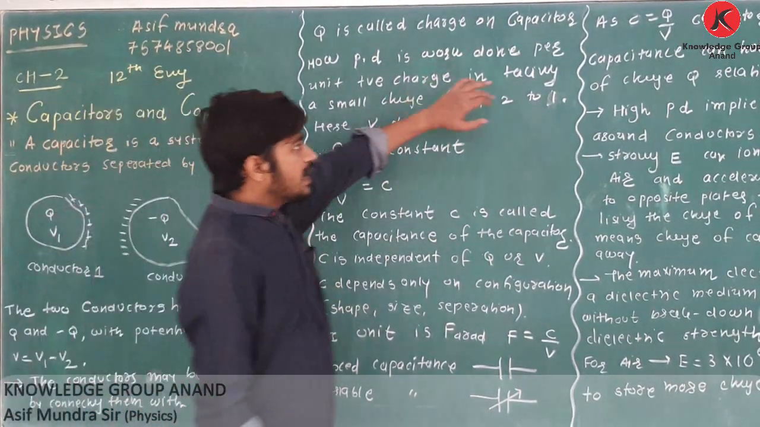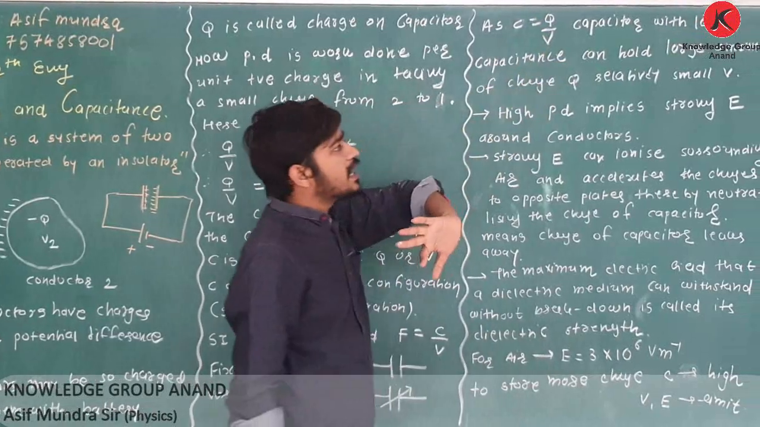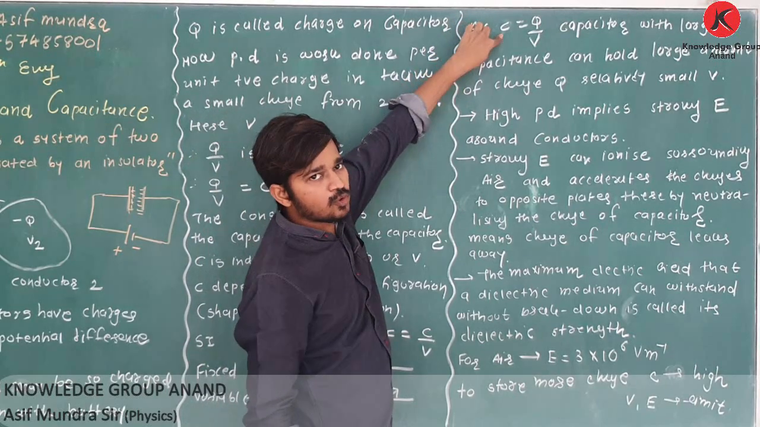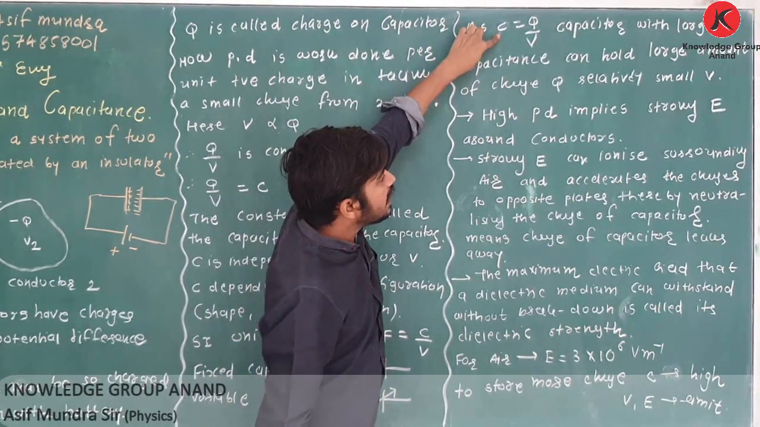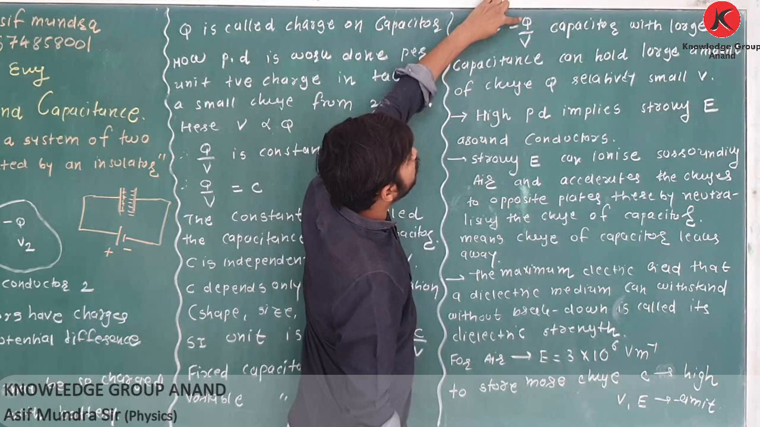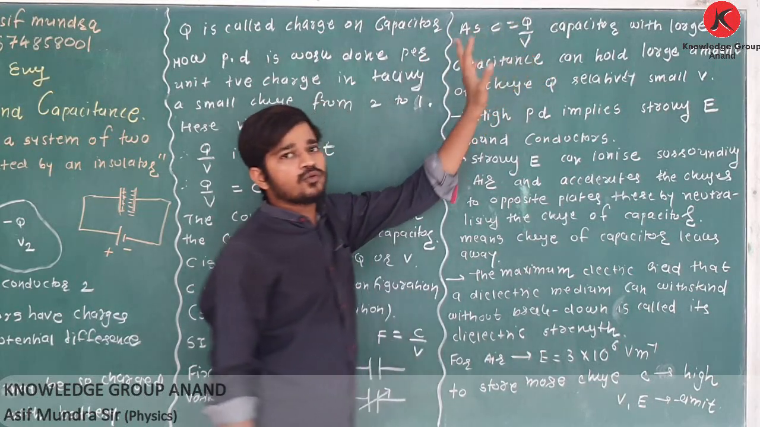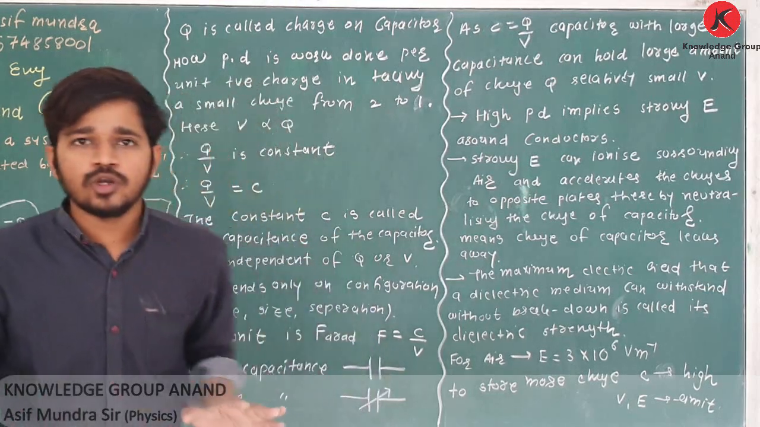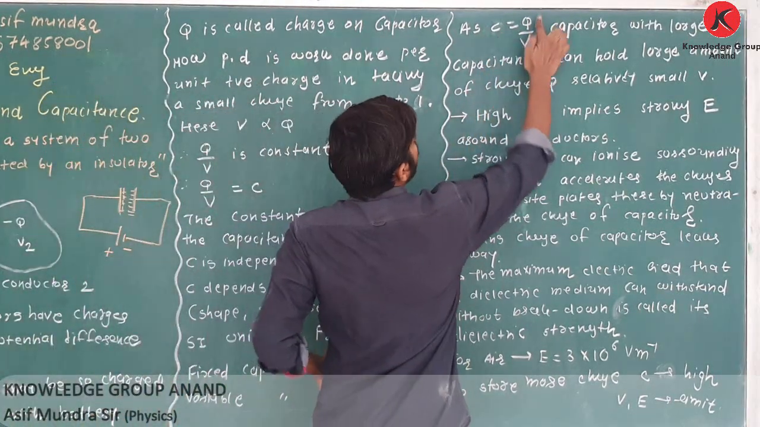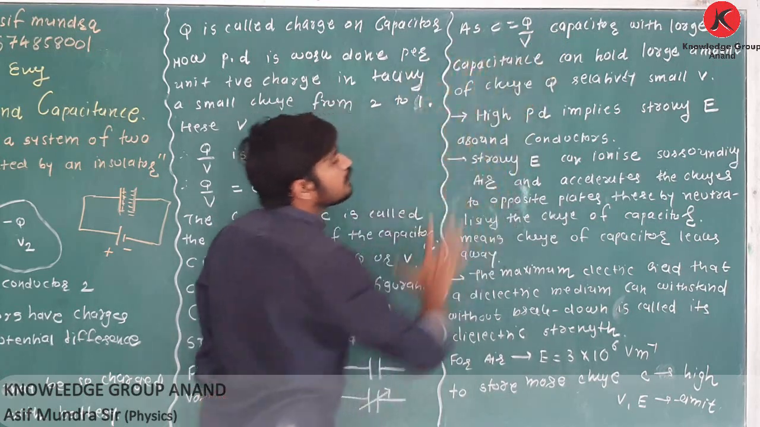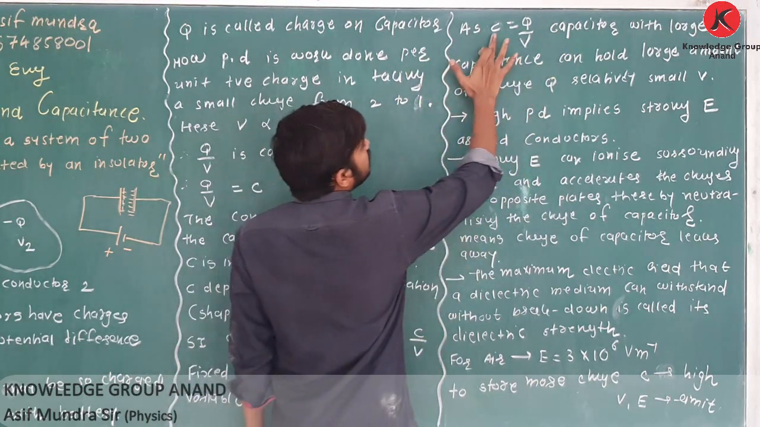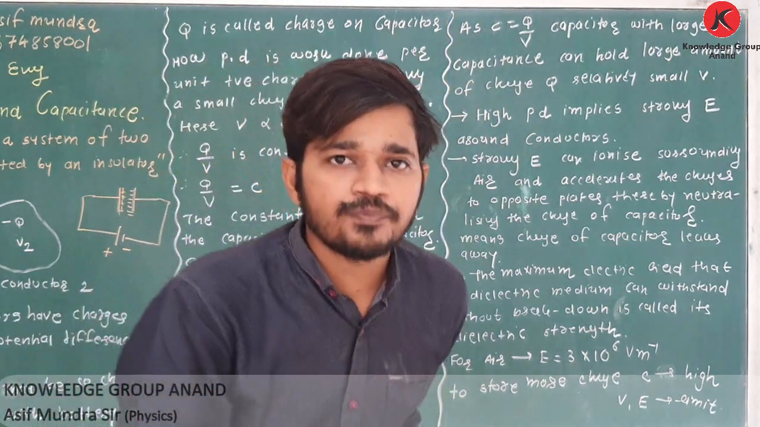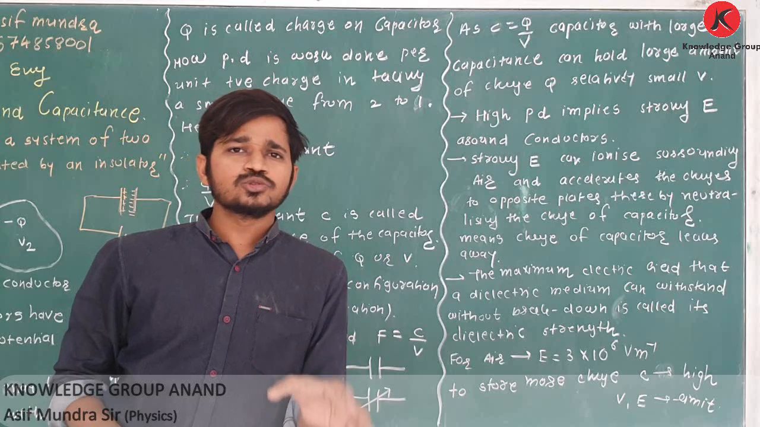Okay, now see, as C is equal to Q upon V, a capacitor with large capacitance, if the value of C is more, can hold a large amount of charge with a relatively very small value of V. See, C is equal to Q upon V. If we have a very small value of V and its capacitance is high, then we can store a high charge on it. See, basically a capacitor is used to store charge.